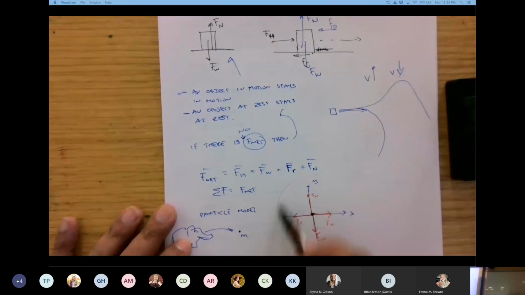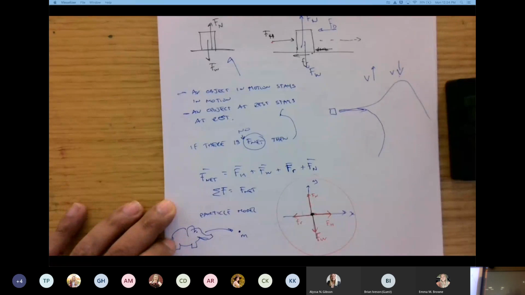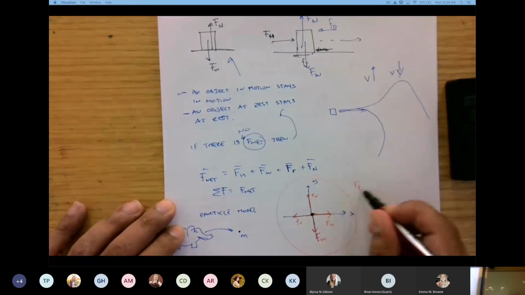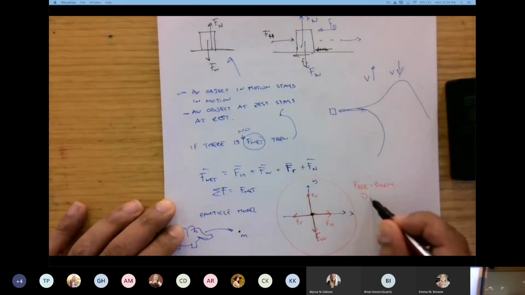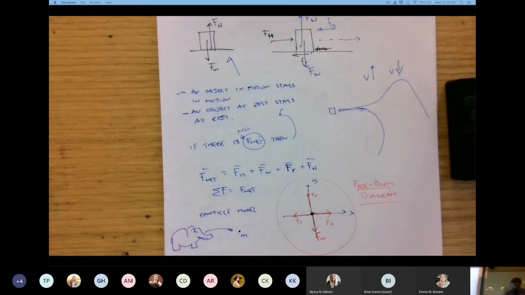Now, this particular kind of representation of having the forces at the origin, having all the forces coming out of the object, and having the object as a single point, this is what we call a free body diagram. Every time we do a physics problem, the first thing I'm going to ask you to do is to draw the free body diagram. This is one of the most fundamental parts of any physics problem.